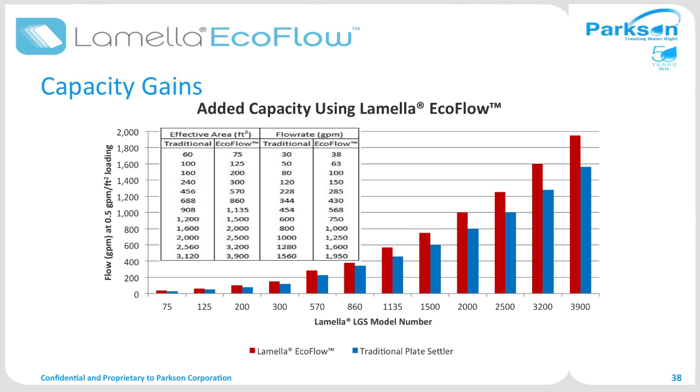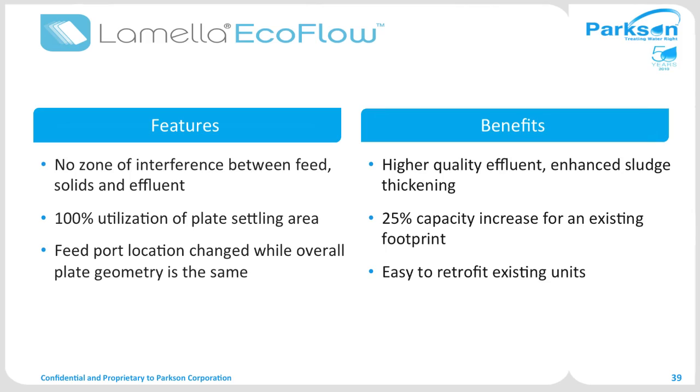What this means for new units is, before we were probably quoting a 1135 square foot unit for a particular project. Now you don't have to go with a 1135 square foot unit. All you have to go with is probably an 860 square foot unit. So now you will have some cost savings and footprint savings too. There is no zone of interference between feed, effluent, and solids.